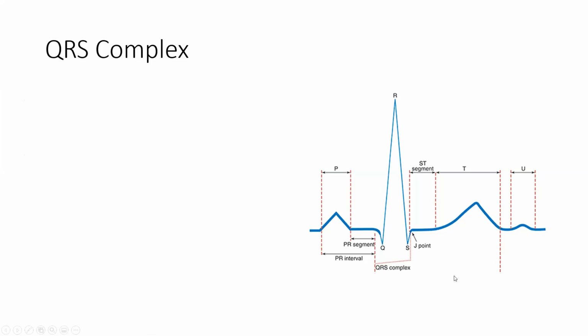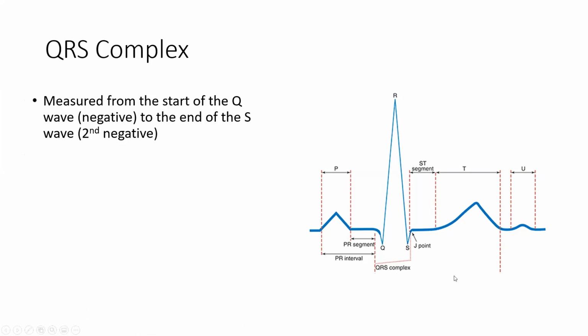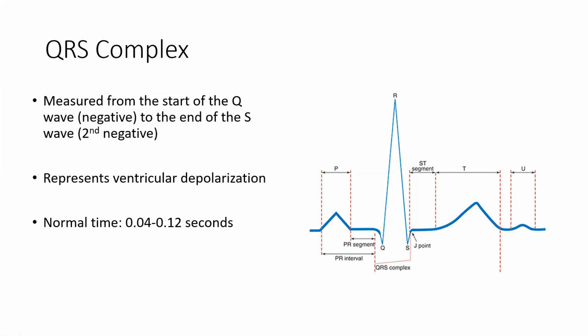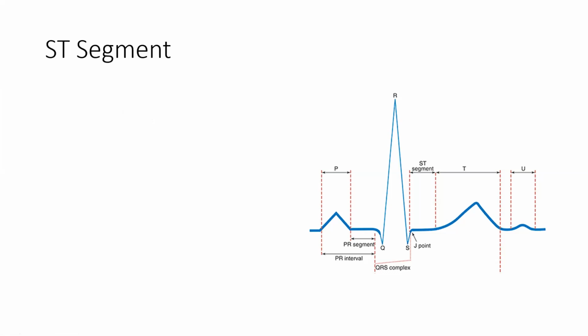Next, we move into the QRS complex. The QRS complex is measured from the start of the Q wave, which is right through here, right where it flexes downward, to the end of the S wave, which again is another change in direction of your waveform. This is ventricular depolarization. So this is when our ventricles begin to contract. Normal time, guys, even faster here, 0.04 to 0.12 seconds.